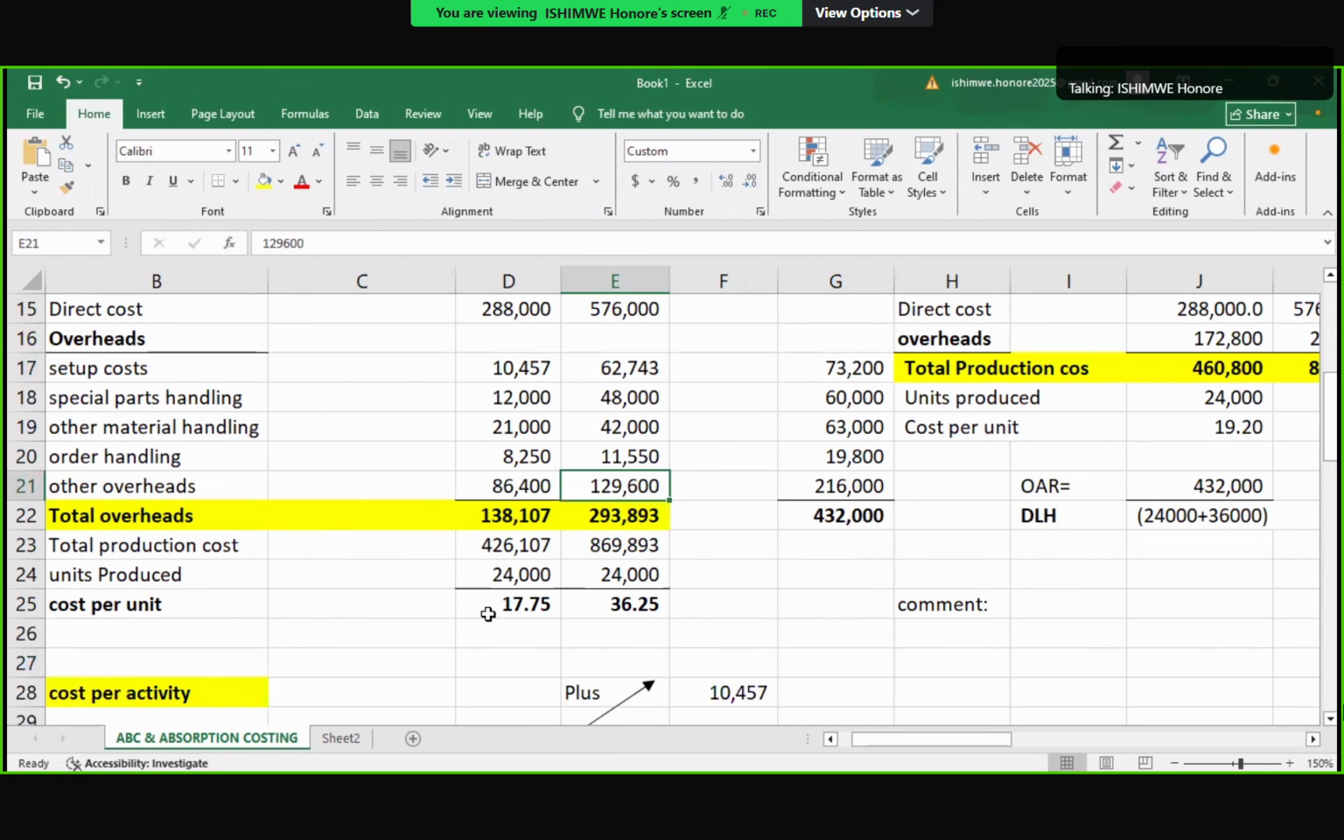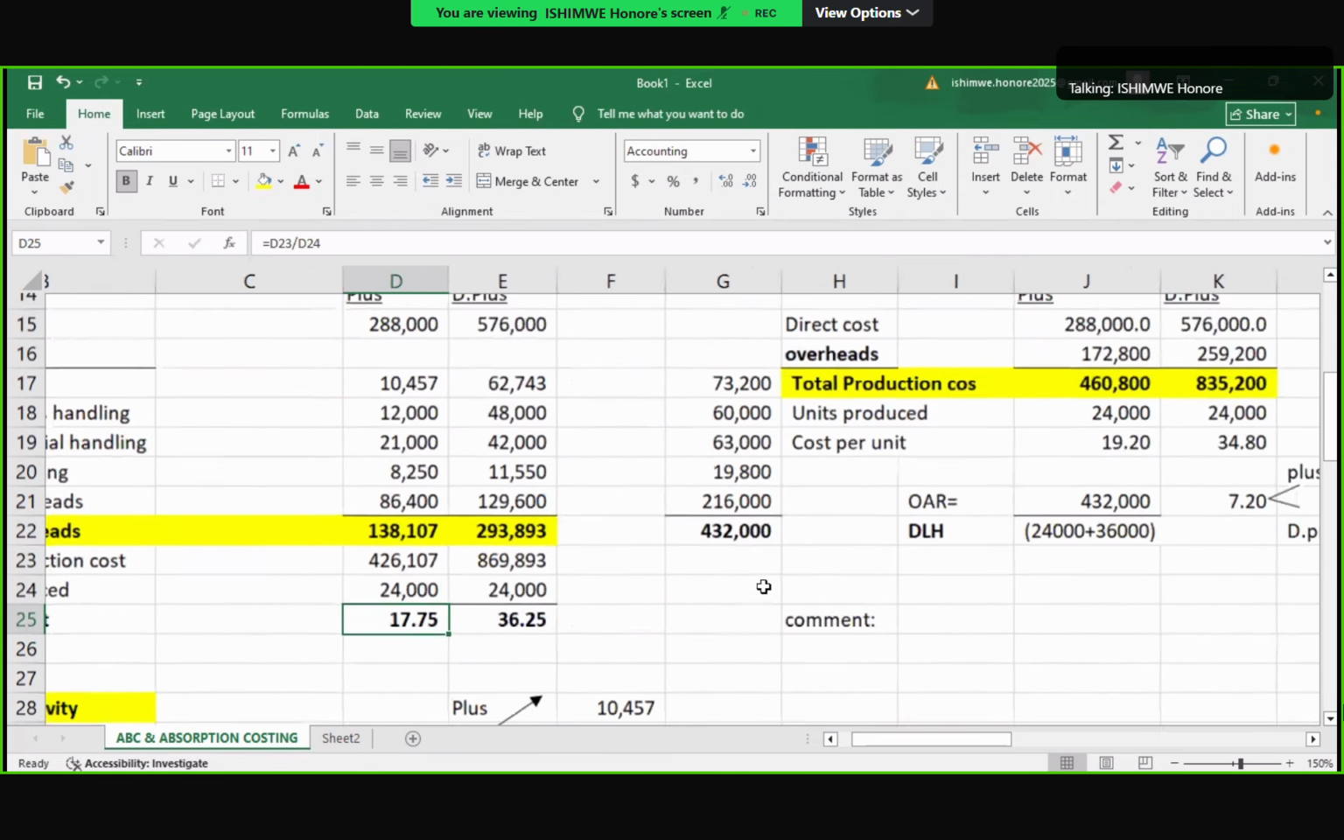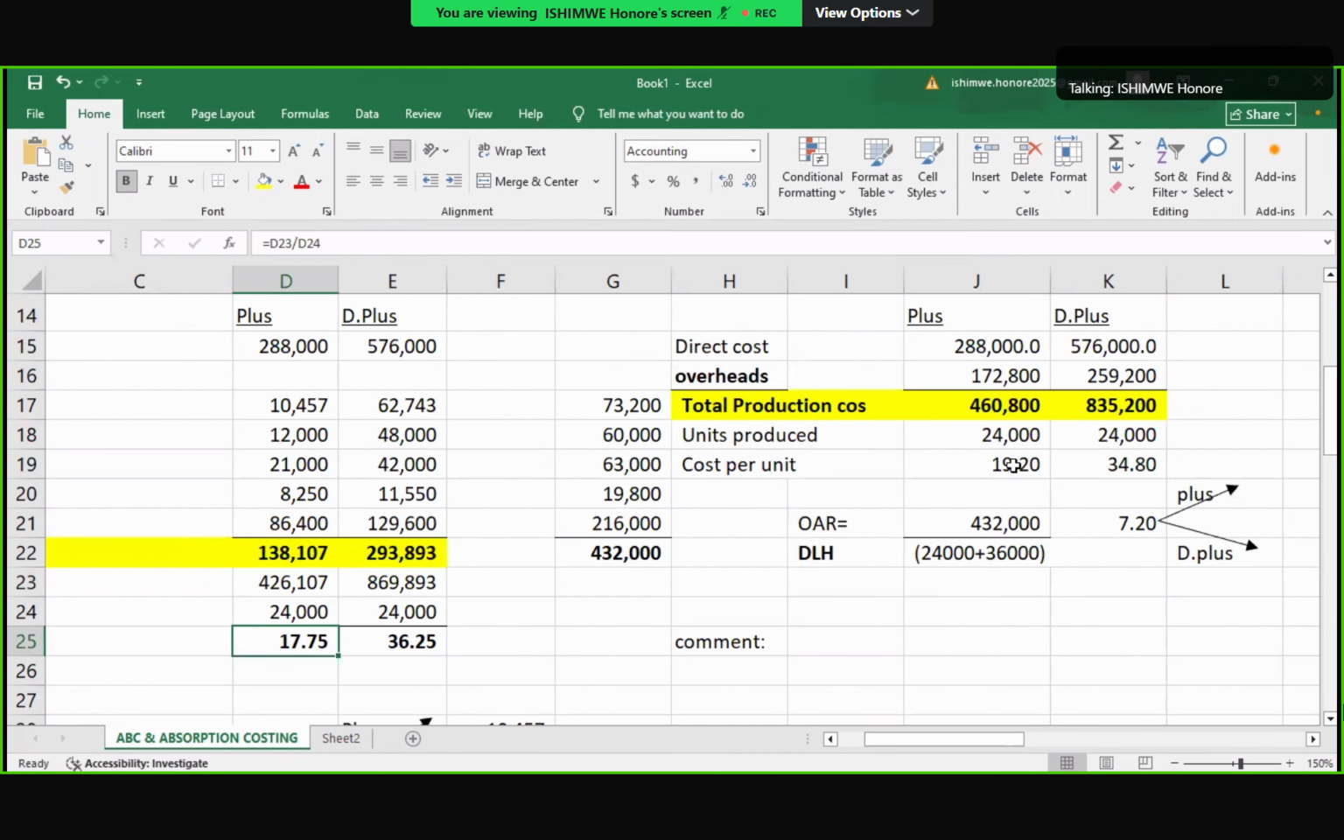So it means, as we have said, the ABC system or activity-based costing system is providing the realistic cost, the realistic information, which gives us more insight on what drives cost to be incurred. Now, the cost per unit is 17.75, but here it was 19.2. What does it mean?